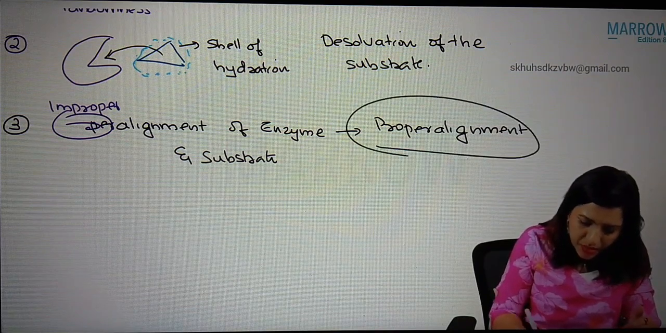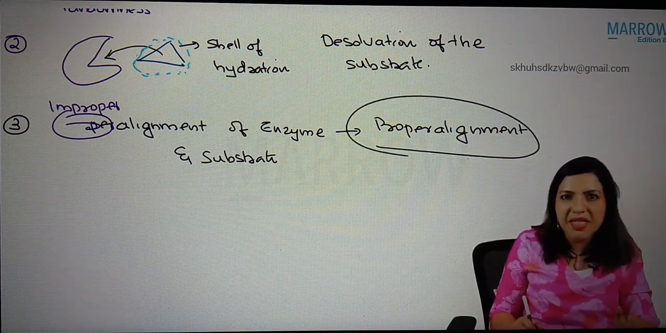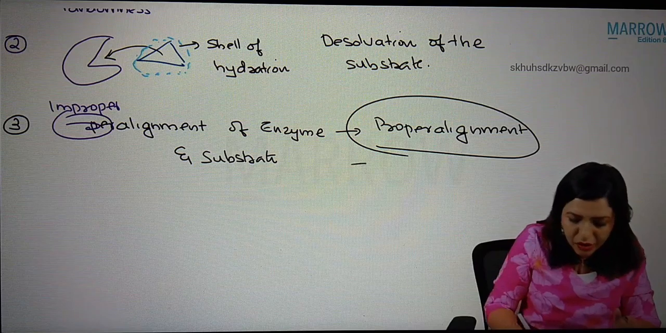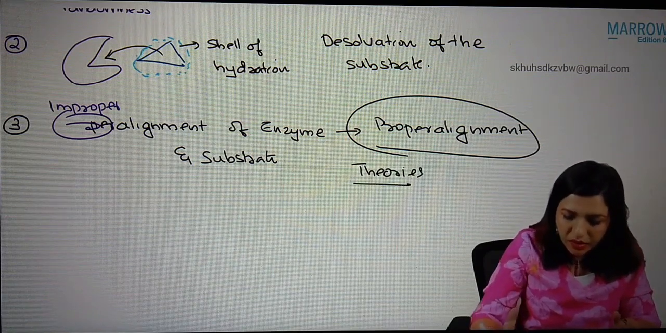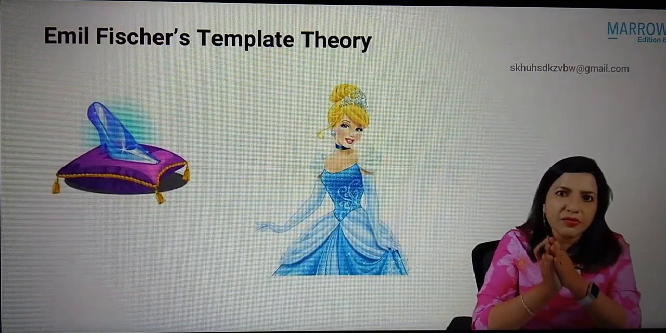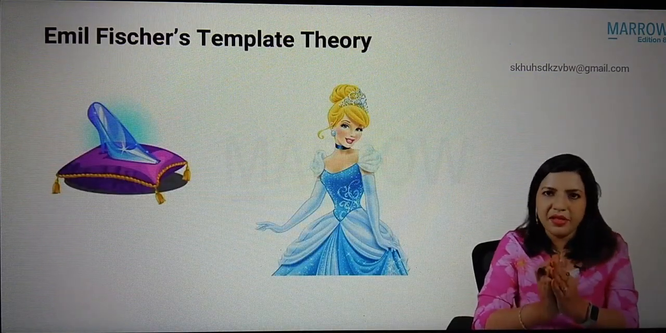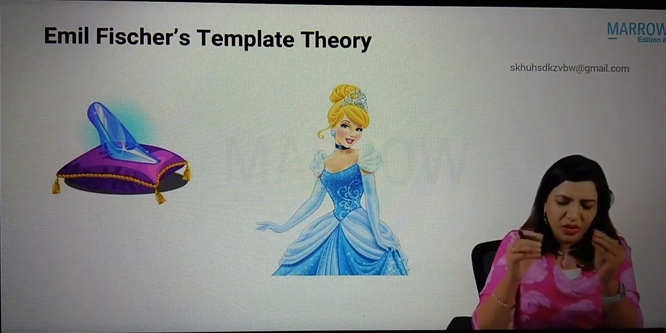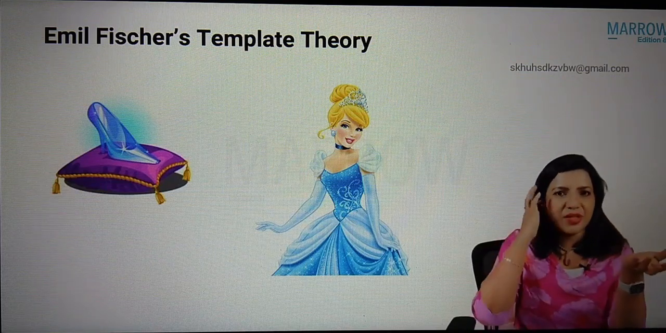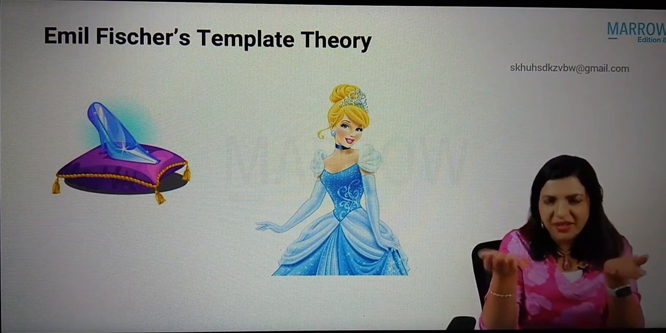Okay, so this proper alignment is explained by various theories. That is what we are going to learn now. So the first theory is Emil Fisher's template theory. We can learn this with a simple story that we all know. It's a fairy tale that everybody knows. It's the story of Cinderella.